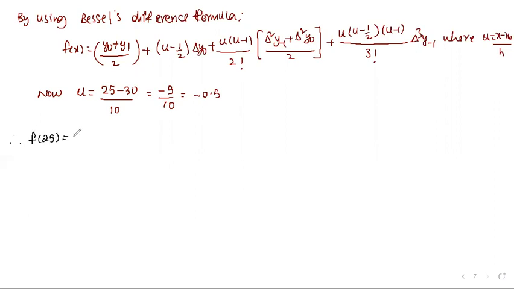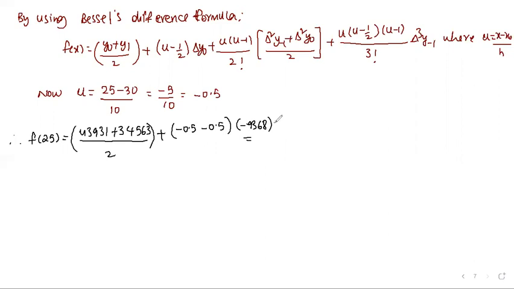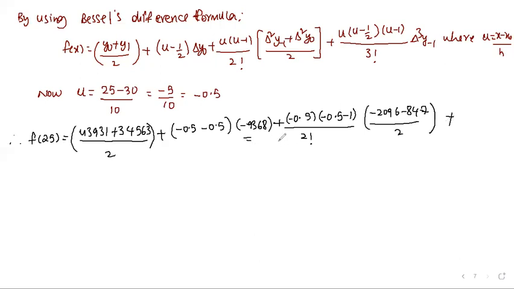Therefore, substitute all the values. f of 25 is equal to 43931 plus 34563, that is y1, by 2 plus u, that is minus 0.5, minus 0.5 into minus 9368, the first difference from the forward difference table, plus minus 0.5 into minus 0.5 minus 1 by 2 factorial into minus 2096 minus 847 divided by 2, plus minus 0.5 into minus 0.5 minus 0.5 into minus 0.5 minus 1 divided by 3 factorial into 1249.